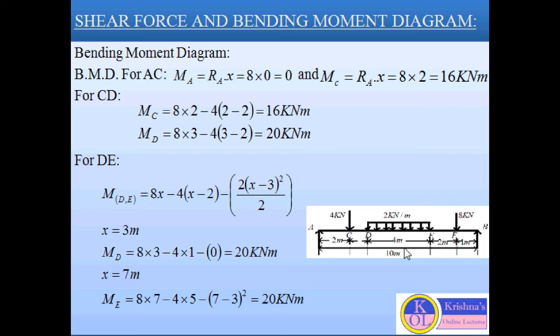Now if we want to find out the bending moment at point E, we have to put the value of x equal to 7 meters. Here the value of x is 7 meters, 4 plus 1 plus 2, so we can get the value of bending moment at point E. This value is again 20 kilonewton meter.